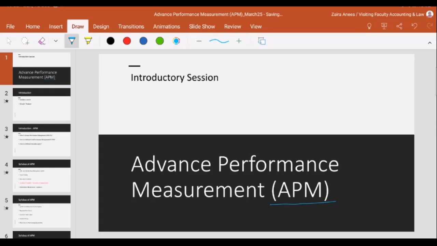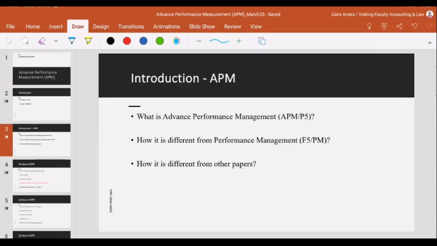Before starting with the introduction of APM, it's extremely important to introduce the paper to the students: what is this paper actually about? Generally, there are three questions that come to mind. The first question is: what is Advanced Performance Management, and how is it different from Performance Management, which we previously knew as F5, and how is it different from the other ACCA papers? So let's start one by one.